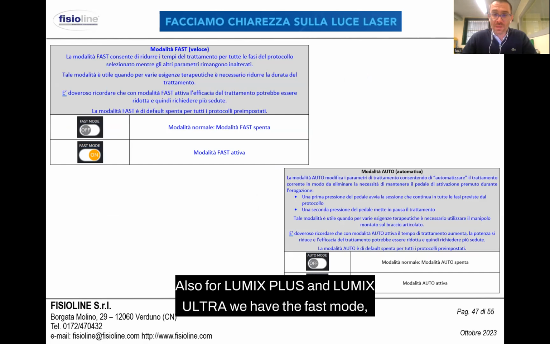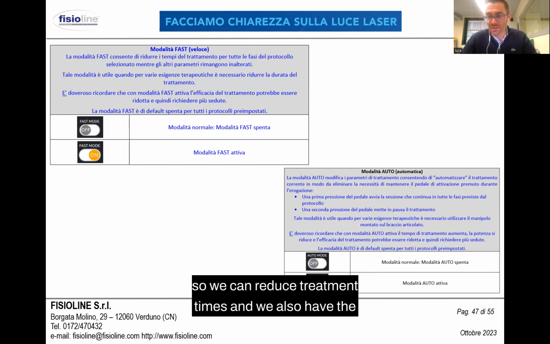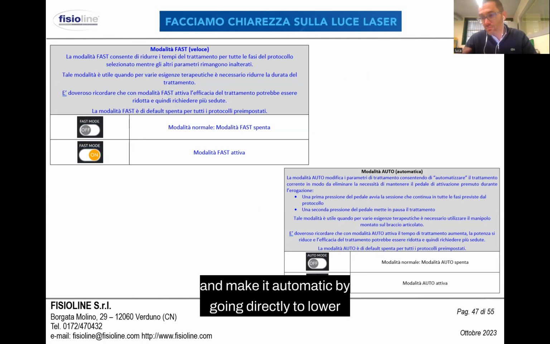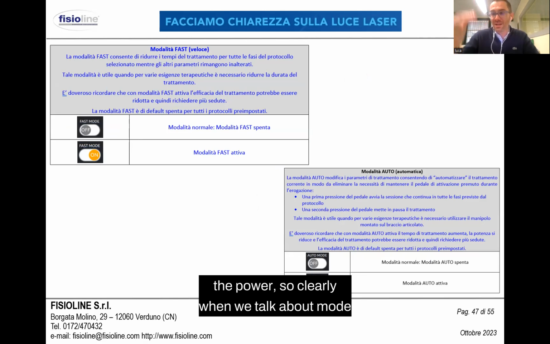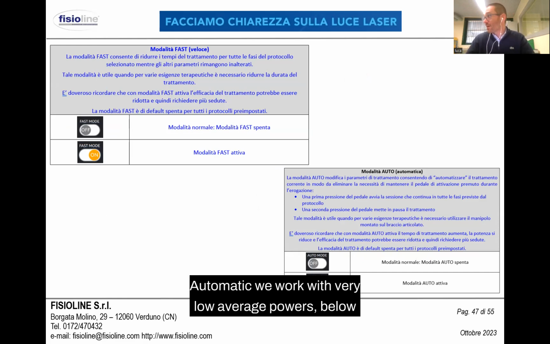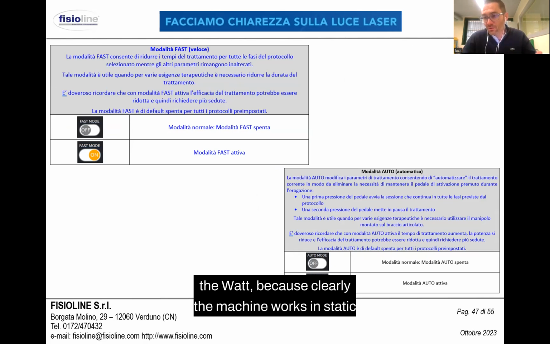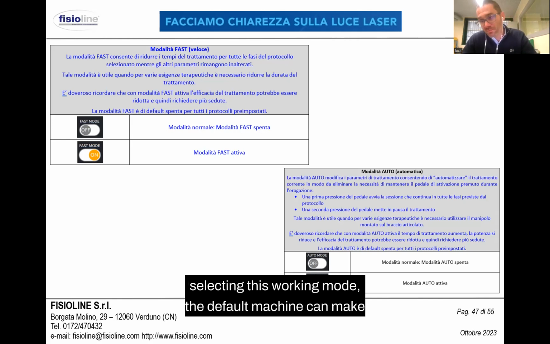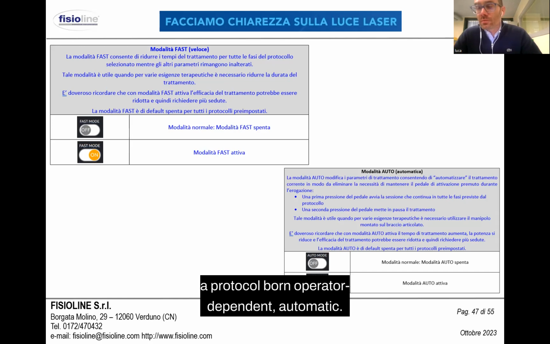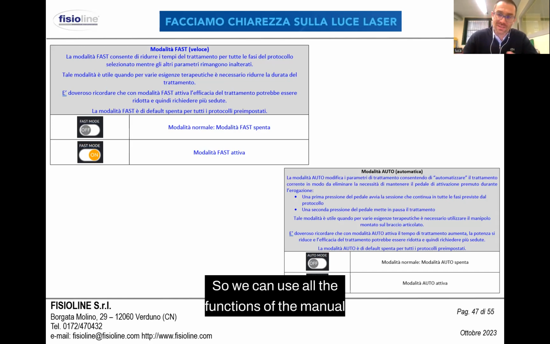Also for Lumix Plus and Lumix Ultra we have the fast mode, so we can reduce treatment times, and we also have the possibility to select a protocol that is perhaps considered manual by default, therefore operator dependent, and make it automatic by going directly to lower the power. So clearly when we talk about automatic mode, we work with very low average powers, below the watt, because clearly the machine works in static mode, so I don't have to give too much thermal effect. By selecting this working mode, the machine can make a protocol born operator dependent, automatic. So we can use all the functions of the manual protocol, so with all our preset parameters, but in automatic mode.